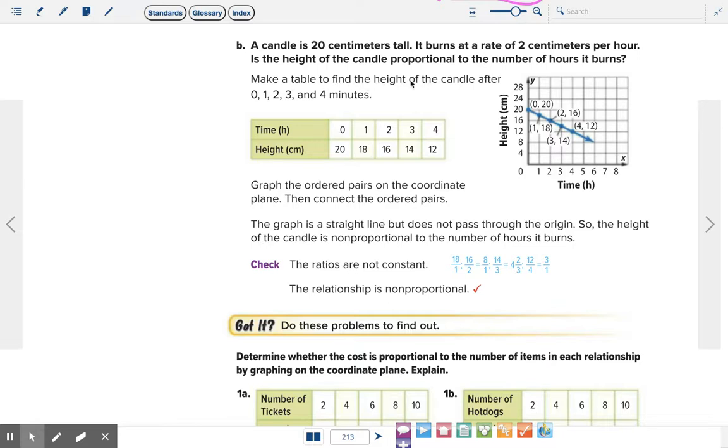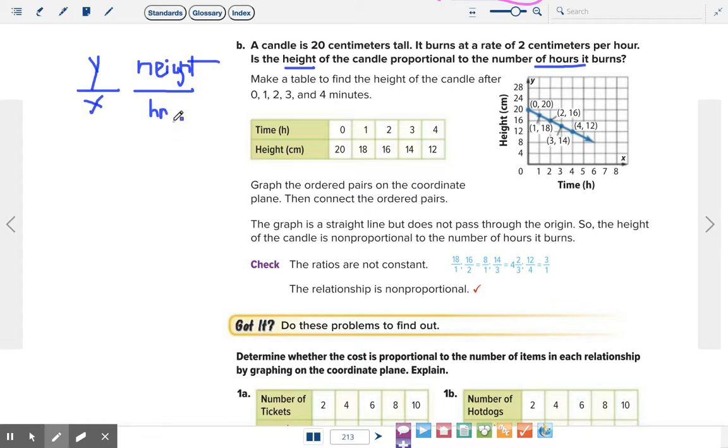And it says make a table to find the height of the candle after 0, 1, 2, 3, and 4 minutes. So on this one, they did not even give us the table. They just said after 0, 1, 2, 3, and 4 minutes. So if you're reading the problem, it says, is the height proportional to the number of hours? If you remember the last lesson, they always tell us y to x, y over x. So they told us height first, so height is your y. I'm having to write this with one finger on my offhand. And hours is your x.